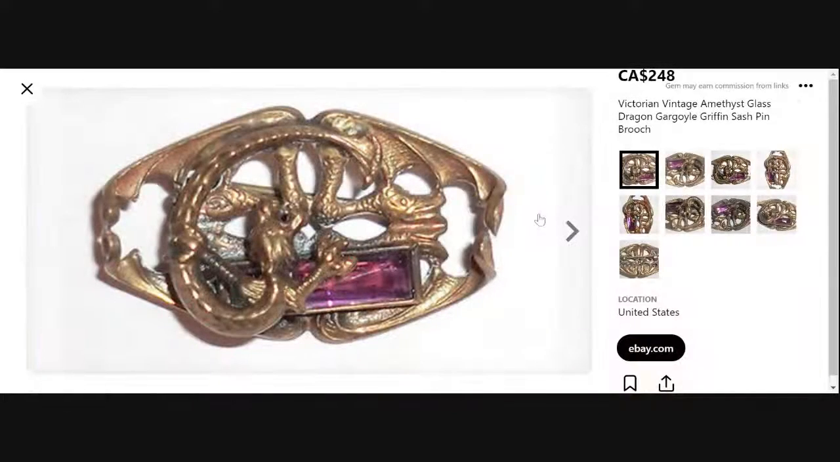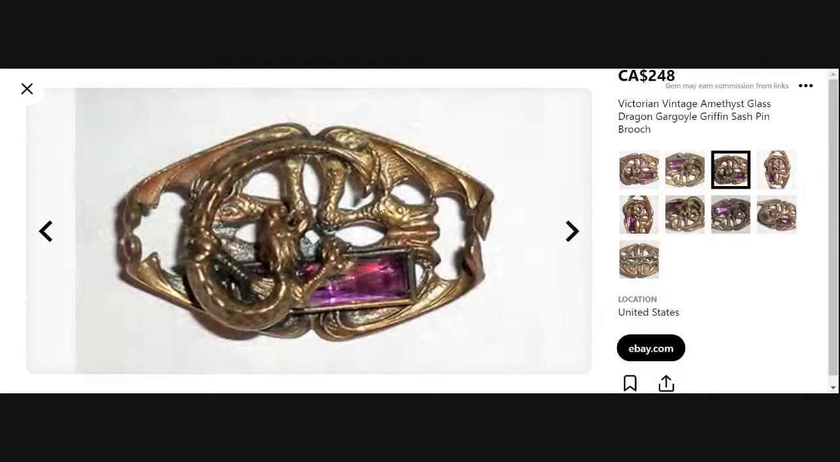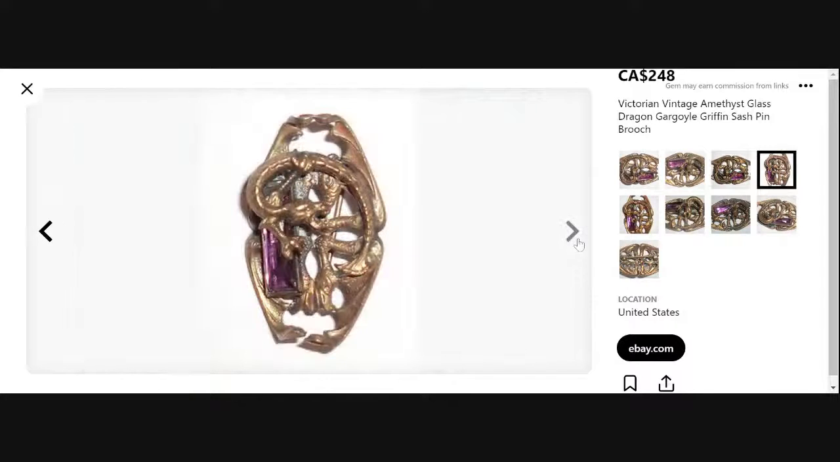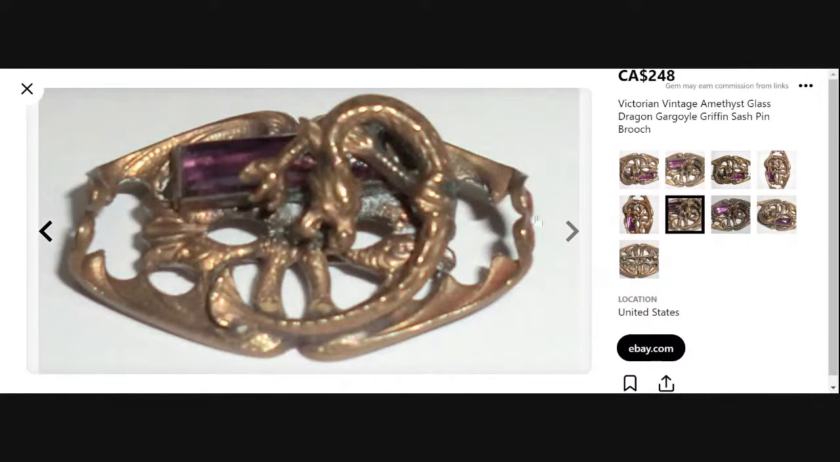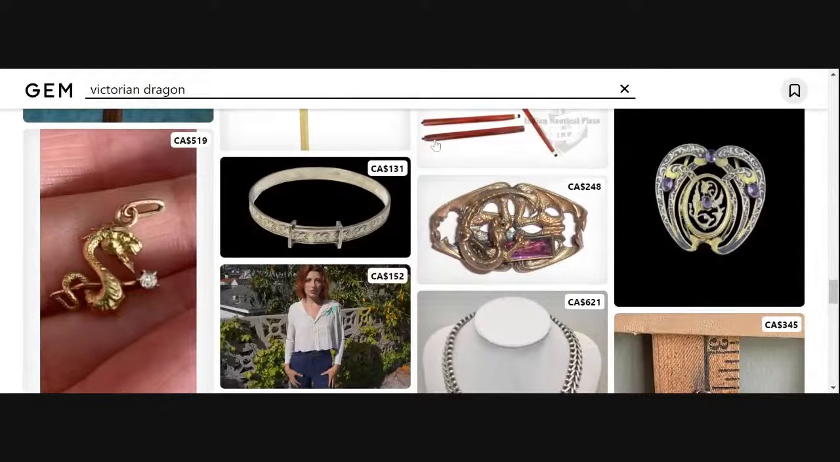This looks interesting. What is it? They're calling this a Victorian Vintage Amethyst Glass Dragon Gargoyle Griffin Sash Pin Brooch. So this one is, again, a little bit on the larger side and definitely has some verdigris to it. So I don't know that I'm going to click in for $248, but it is available on eBay. Glass and brass, but with some verdigris. Let's keep looking. I think we can potentially do better.